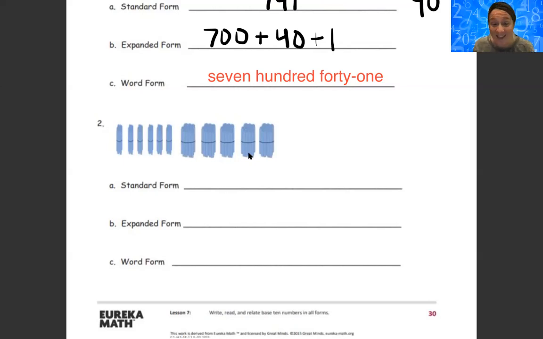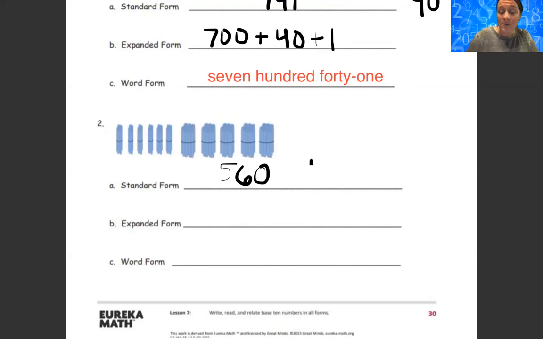What did you guys get? Yeah, good job. Okay, so we have 1, 2, 3, 4, 5, 6. We have 6 in the tens. We have how many hundreds? 1, 2, 3, 4, 5. We have 5 hundreds. So we have 560. Did they give us any ones? They didn't, so it's just 60. 560. There's 0 in the ones.